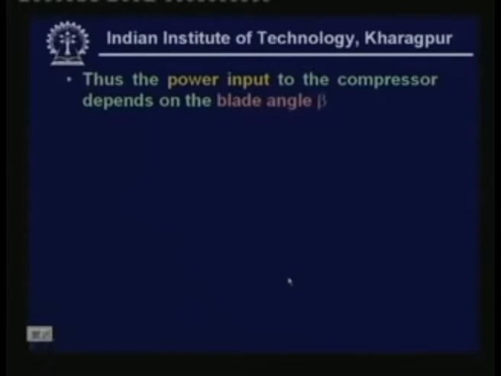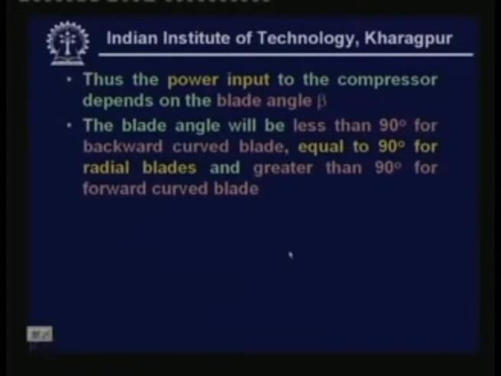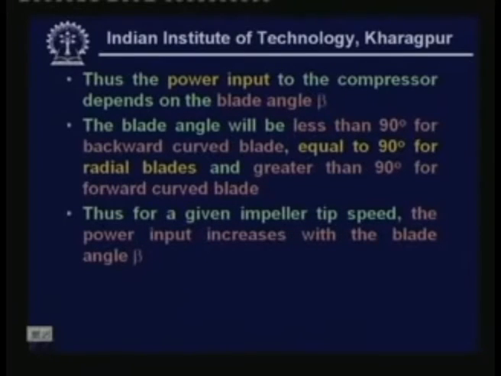Thus, the power input to the compressor depends upon the blade angle beta, as I said. The blade angle will be less than 90 degrees for backward curved blades, this is important to remember, equal to 90 degrees for radial blades and greater than 90 degrees for forward curved blades. Thus, for a given impeller speed, the power input increases with the blade angle beta, because from the expression for power input you have 1 minus Vn2 into cot beta by U2. As beta increases, cot beta reduces, and once cot beta reduces, the power input increases.